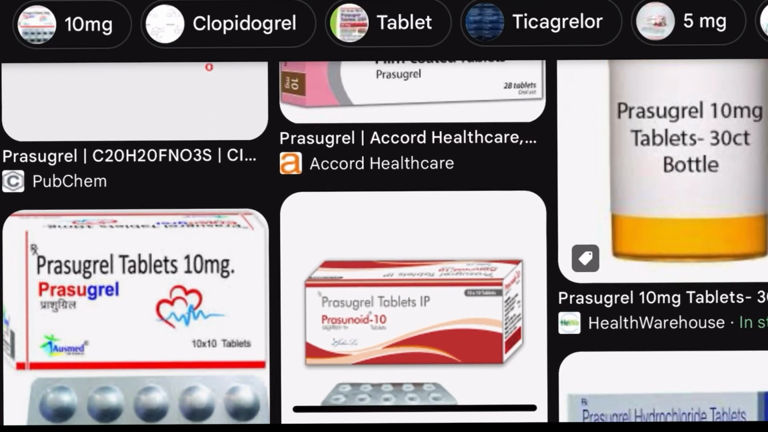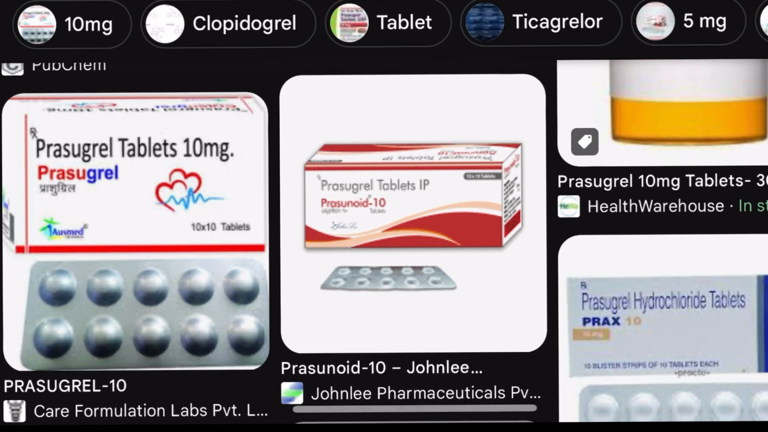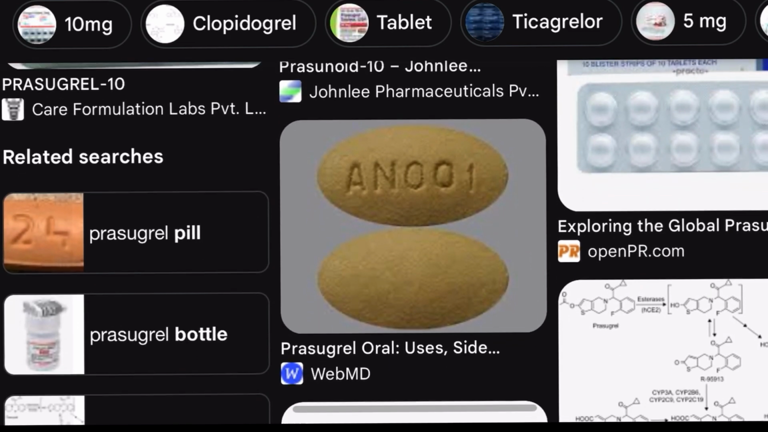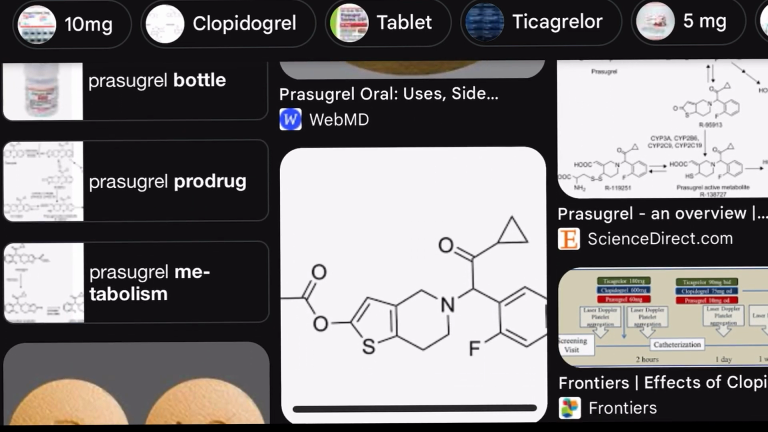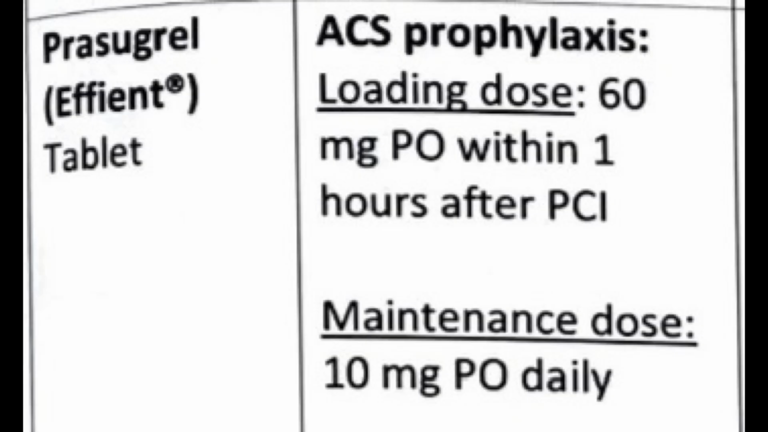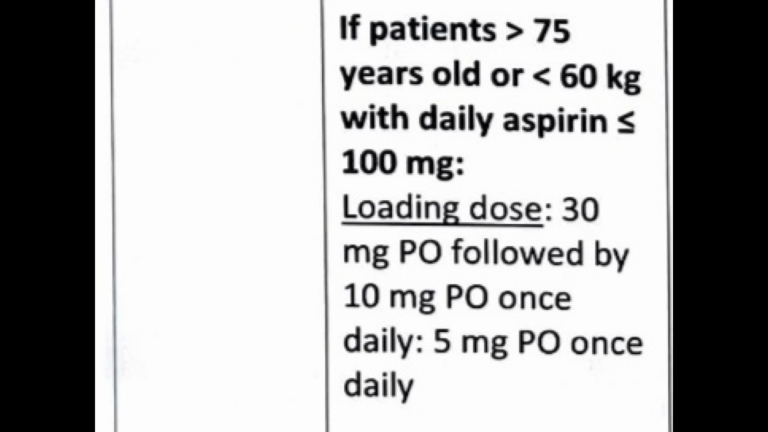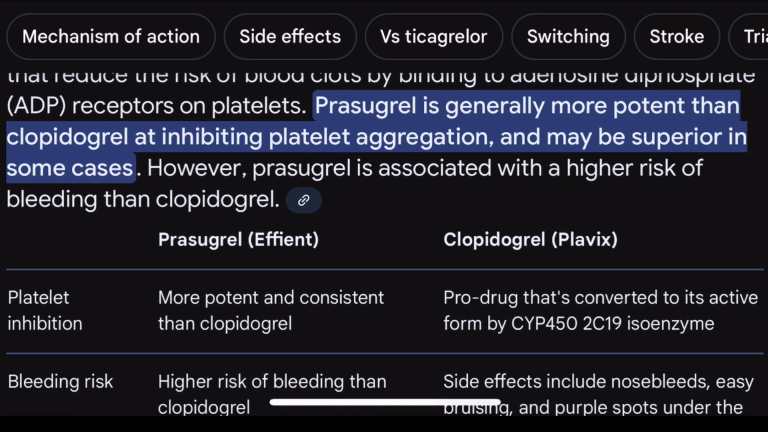We have prasugrel, Effient. It's 60 milligrams by mouth loading dose, and then 1 hour after the PCI you can do 10 milligrams daily. If the patient is greater than 75 years old, or if they weigh less than 60 kilograms and they're on aspirin at least 100 milligrams a day, you can actually do 30 milligrams on them, followed by 5 to 10 milligrams daily. And this is going to be for ACS prophylaxis dosing.